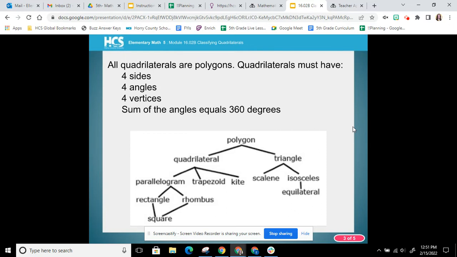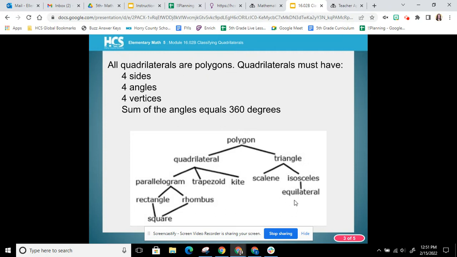You've got this great diagram as well that shows how all quadrilaterals are polygons. How you would read this is, I always start from the bottom. A square is a rectangle. A square is a rhombus. So a square can also be a rectangle, and a square can also be a rhombus. A rectangle is a parallelogram. A rhombus is a parallelogram. Parallelograms are quadrilaterals. Trapezoids are quadrilaterals. Kites are quadrilaterals. All of these quadrilaterals are polygons.